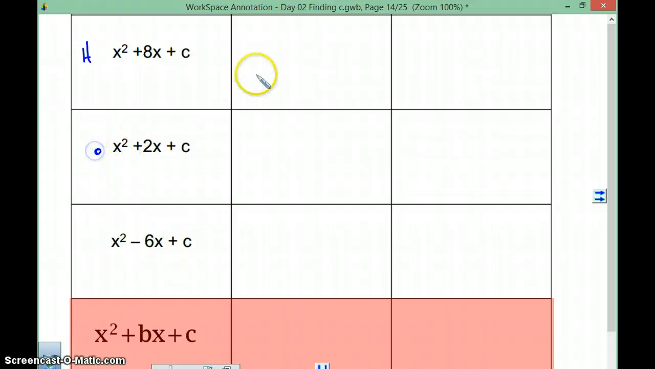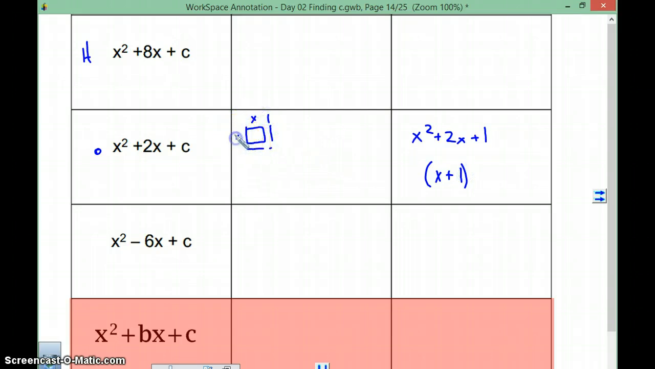Let's try this one. Try it on your own, then compare to me. X squared plus x. We divide that 2x in half, leaves 1 dot. So we end up with x squared plus 2x plus 1. That becomes x plus 1. Do you see it? X plus 1, x plus 1 squared. All right.